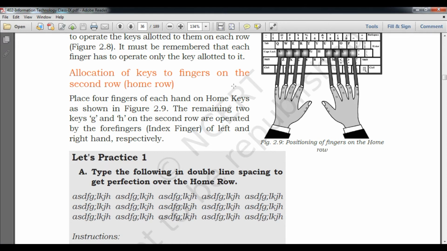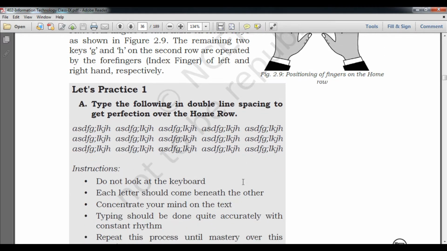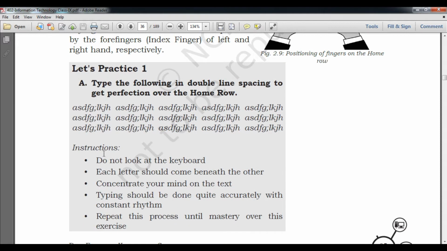Now we will understand what the home row is. Home row is the row of ASDF, JKL and a semicolon. So this is known as the home row. We are doing the practice for that. Practice number 1: type the following in double line spacing to get perfection over the home row.